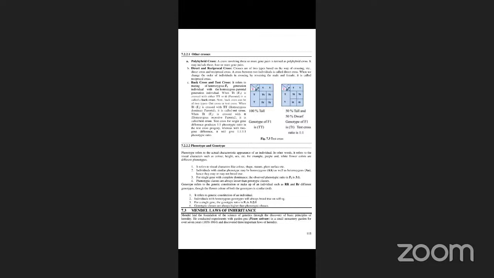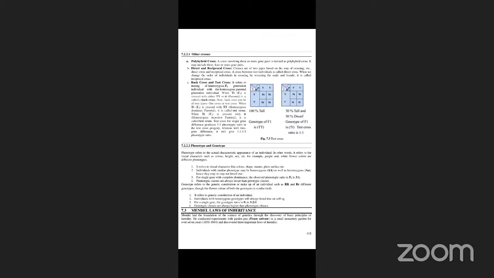Then next is back cross and test cross. Back cross is nothing but mating of the heterozygous F1 generation. Heterozygous, I told you yesterday what is homozygous and heterozygous. Homozygous is where the two copies of the gene, that is two alleles, are of the same type, whether it is capital T or small t. That is homozygous: homozygous dominant, homozygous recessive. Heterozygous means one copy of each type of allele, that is capital T, small t.